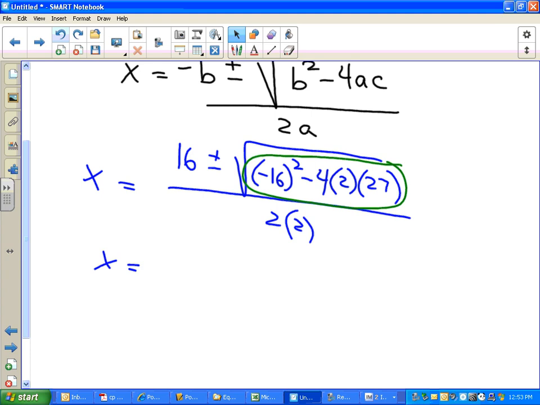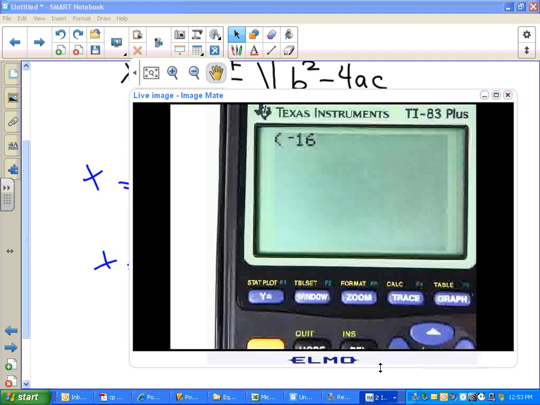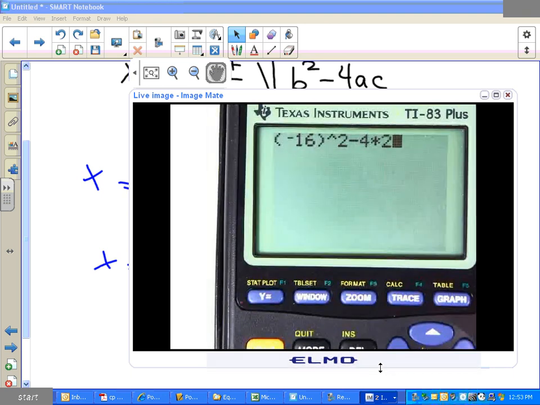So in your calculator, type in there negative 16, squared, minus 4 times 2 times 27.